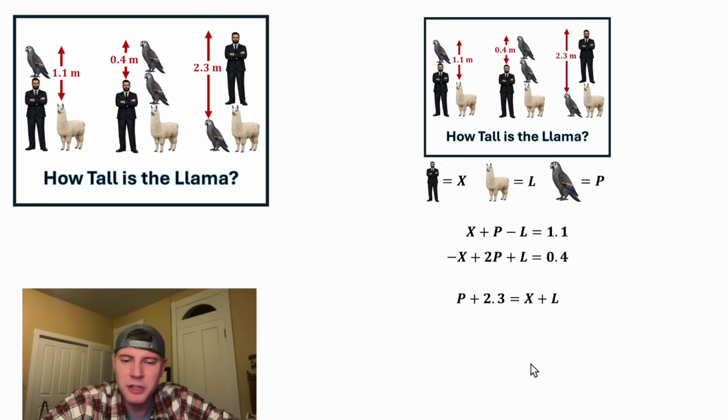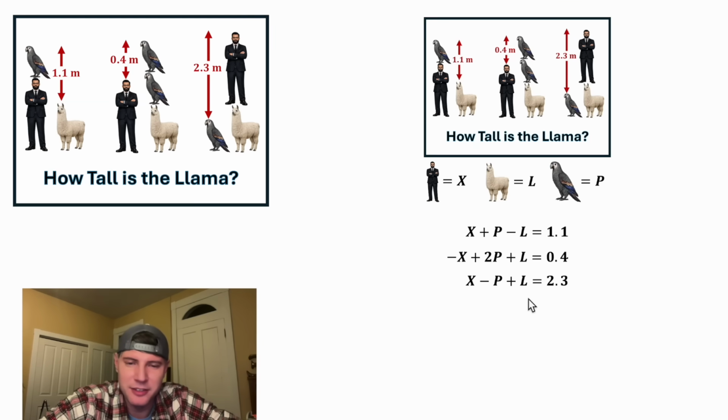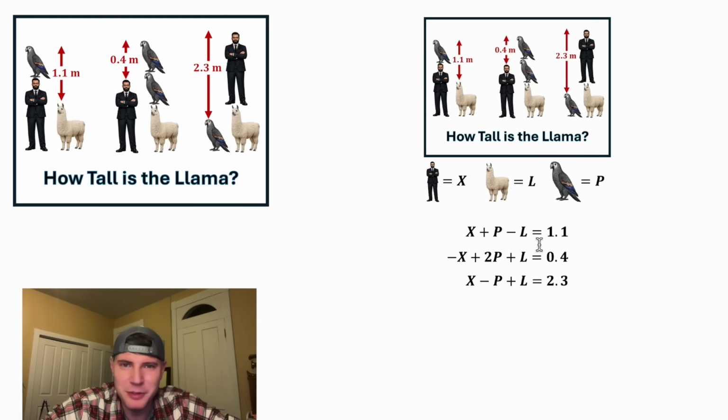And then for the last one, let's get this 2.3 alone. We can subtract p from both sides. That'll give us 2.3 is equal to x minus p plus l. And then the same thing, we can rearrange it like this. And now the x's are all lined up, the p's are all lined up, and the l's are all lined up. So now we have three equations and three variables. We got to try to get some of these variables alone.